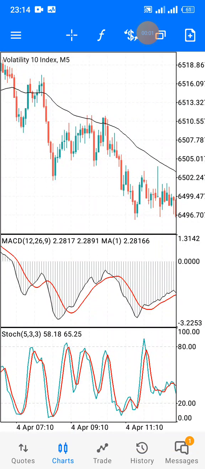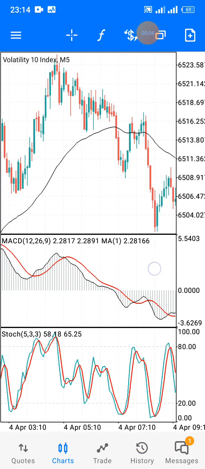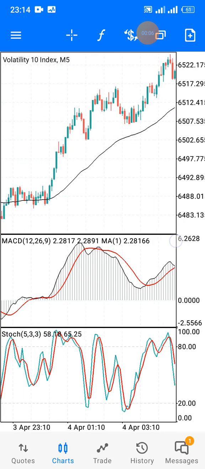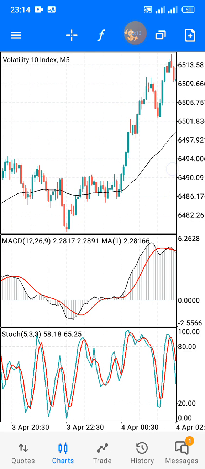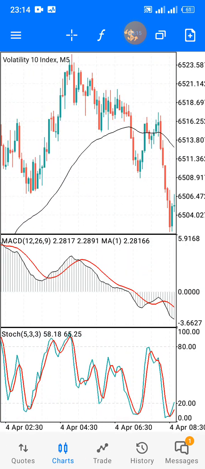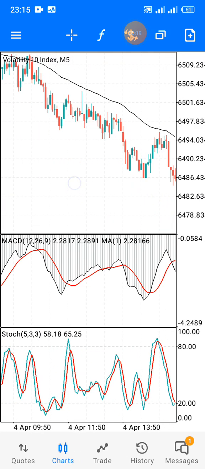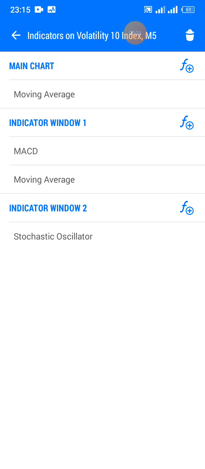Guys, in this video I'm going to be showing you how to use the stochastic indicator in conjunction with the MACD and the EMA. So we are going to be talking about the stochastic indicator. Let's jump into it. What are the settings for the indicators? I'm going to show you exactly what the settings are.